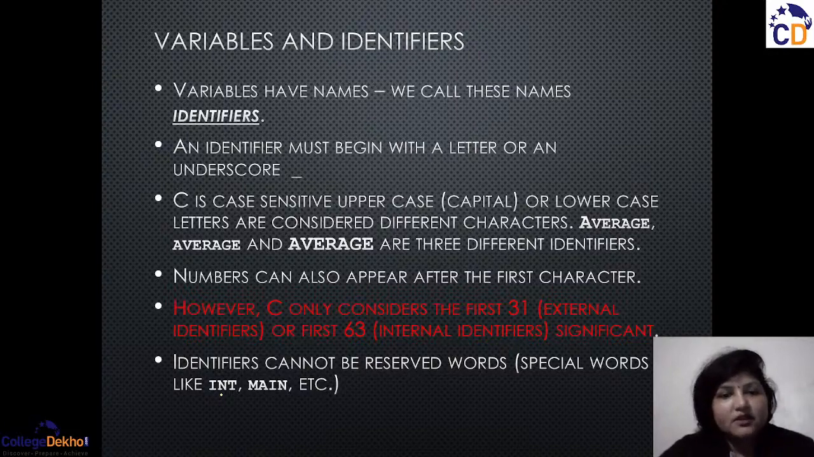Right? Numbers can also appear after the first character. So you cannot use a number as the first character while defining identifiers. However, C only considers the first 31 external identifiers or first 63 internal identifiers as significant. Identifiers cannot be reserved words. I told you special words like int, like float, like main, they cannot be used as identifiers, because they are system defined, system programmed identifiers, right?